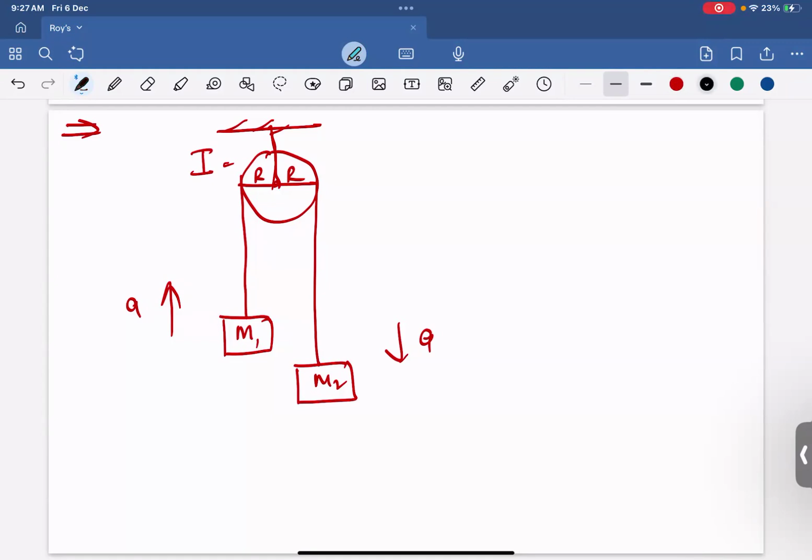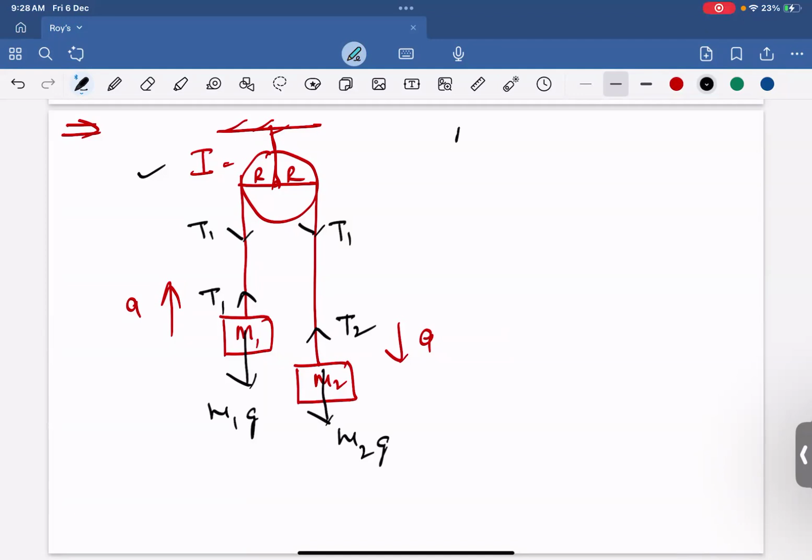So in case of a light pulley, if you remember, both string tensions were the same, T only. But it is not a light pulley, so the tension will be different. Like here, if I write tension T2, then here will be tension T1. So we have to take the tensions different because the pulley also has moment of inertia. Understood? Yes, sir. And here this force is M2g and this force is M1g.